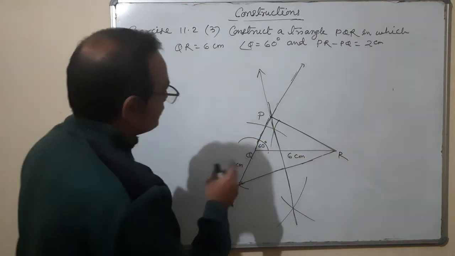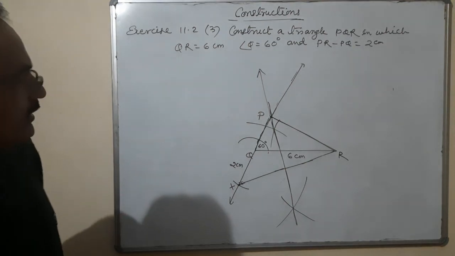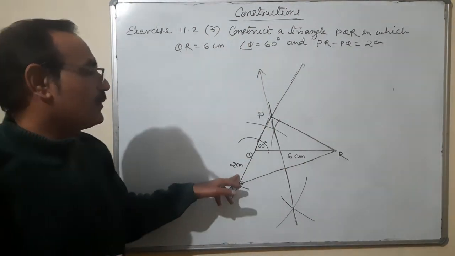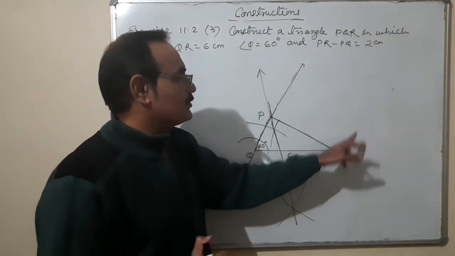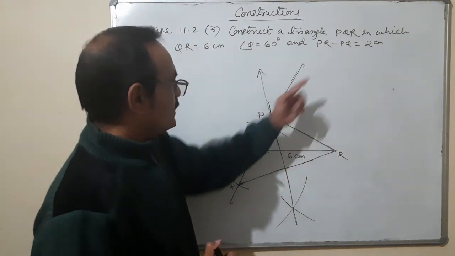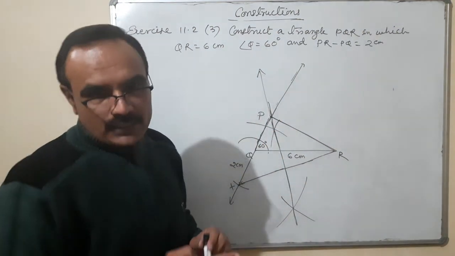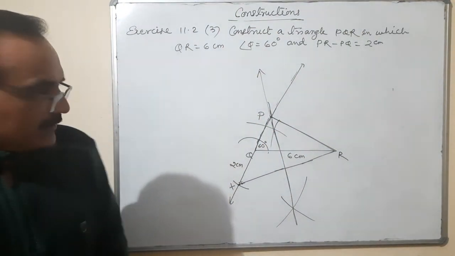So that is question number 3, in which you have to draw the ray on the back side and cut 2 centimeter when PR minus PQ is equal to 2 is given. If it is given that PQ minus PR is 2 centimeter, then it is the same as question number 2, and we can construct it by question number 2.